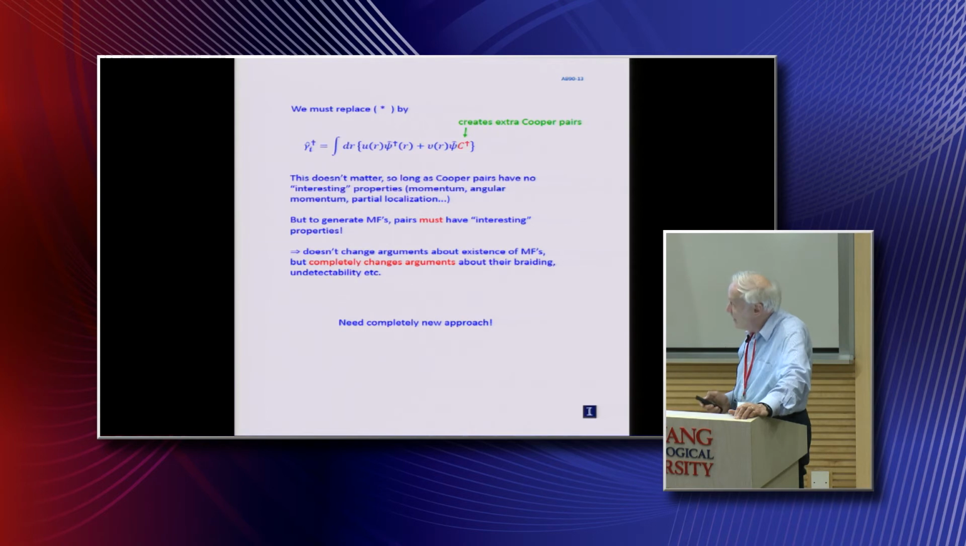In other words, we need, in fact, a completely new approach to this problem, and I anticipate that at least some of the standard results about topological quantum computing are going to have to be radically modified in the light of this business.